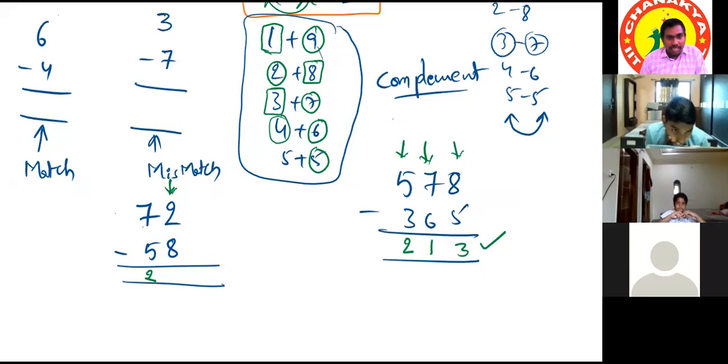7 minus 5 is actually 2. Because the next place is a mismatch, you have to reduce this 2 by 1. Right? The predecessor of 2 will be 1. Now tell me what is the complement of 8? 2. Add that complement to... No, 8's complement is 2. See here.